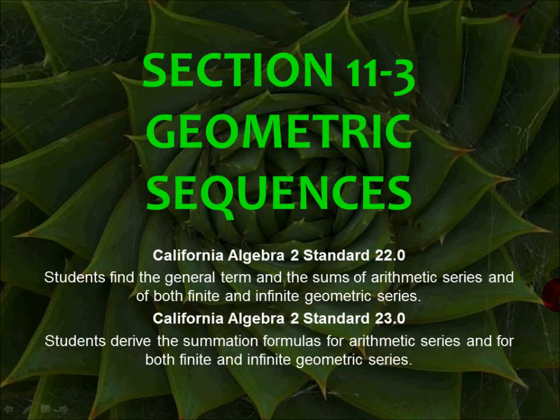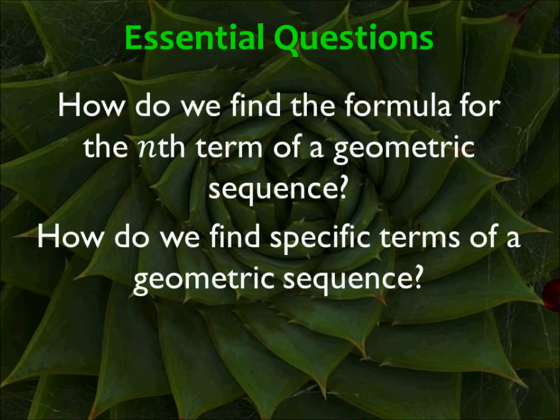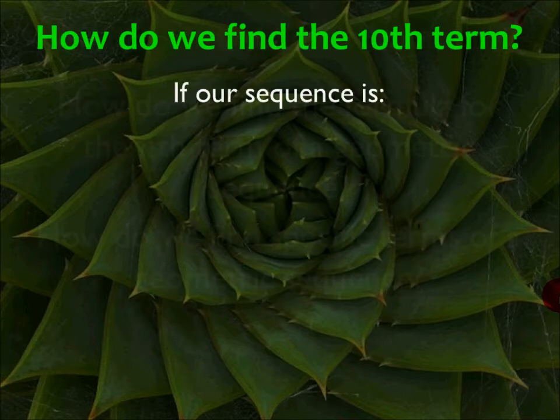This is section 11.3, geometric sequences. Yesterday we looked at arithmetic sequences and learned a formula. Today we're going to do geometric sequences. With an arithmetic sequence, you had a common difference. With a geometric sequence, you have a common ratio. How do we find the formula for the nth term of a geometric sequence? How do we find specific terms of a geometric sequence?